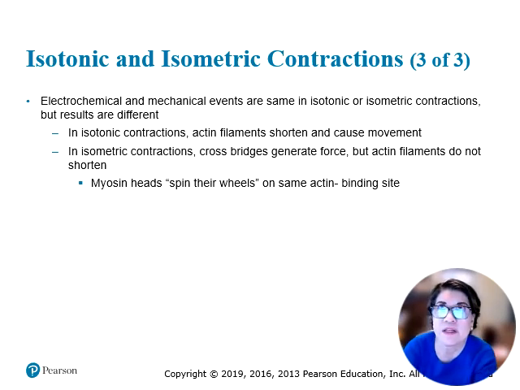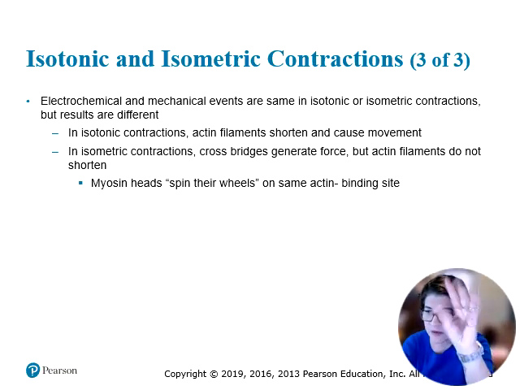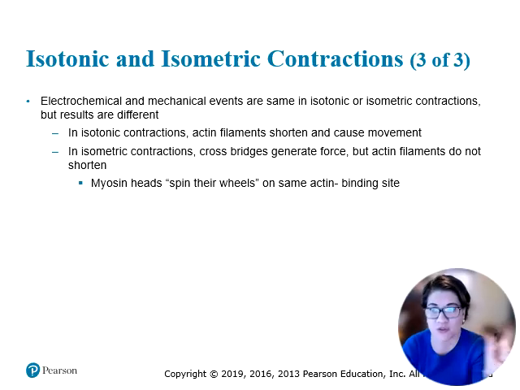A lot of the mechanism of what's going on in the motor end plate is the same on both of these, except for isotonic, the actin filaments are moving, but with isometric, both of them you have cross bridges. Both of them, the myosin is binding to the actin. But with isometric, the actin isn't actually moving. It's binding and holding, but the actin is not moving and causing the sarcomere to shorten.